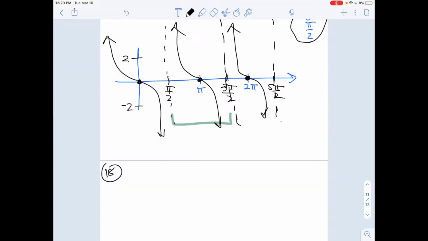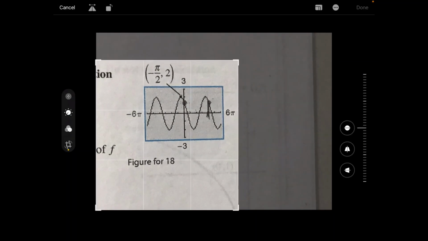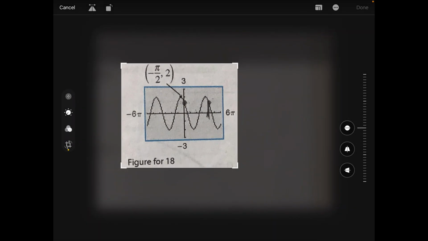Okay, I'm going to add this in. Sorry if this is taking so long. If you don't like it, you can always scroll past this. Okay.